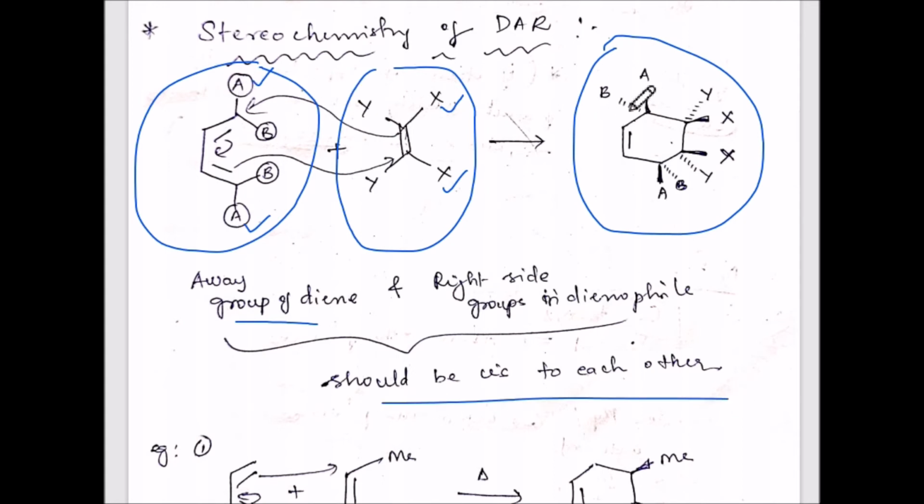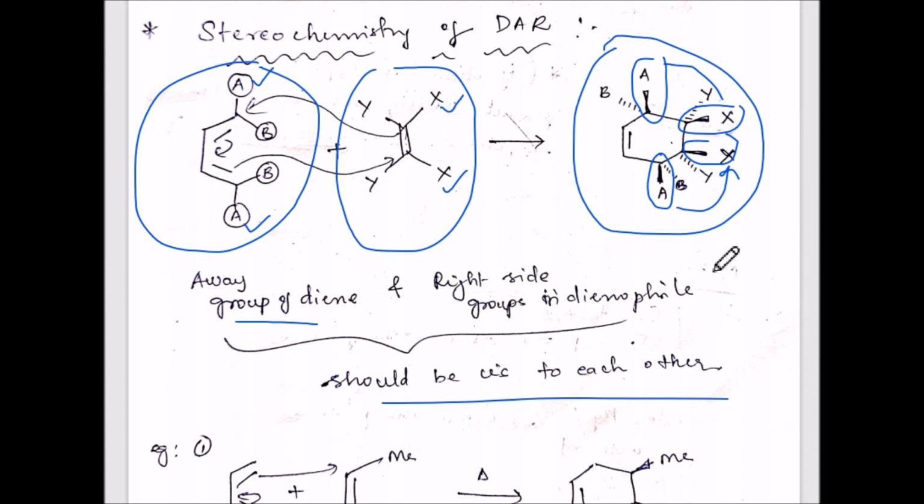You can notice here A and A. See here, we have written in cis, and see the X and X, they are on the right side, they are also cis. See, so these A and X are cis to each other. Okay, this is the criteria you have to follow.